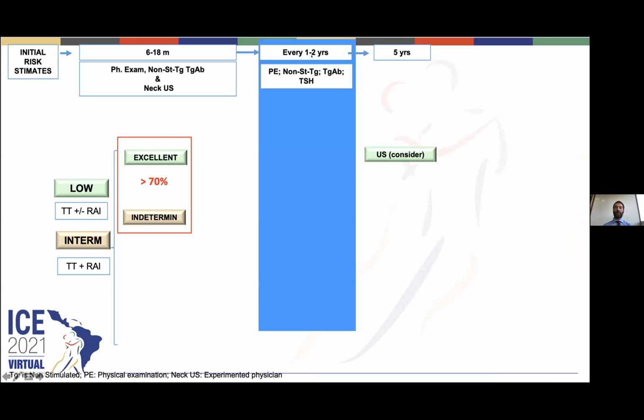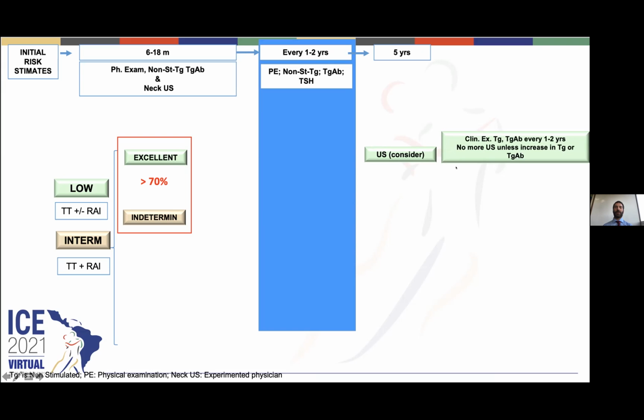So using this information, we can say that both groups of patients, excellent and indeterminate response, should be followed every 1 to 2 years with physical examination, non-stimulated thyroglobulin, thyroglobulin antibodies, and TSH. And neck ultrasound can be considered in the patient with excellent response, but not before 5 years. And even at that time, it is not clear if we will have any findings, any relevant findings.